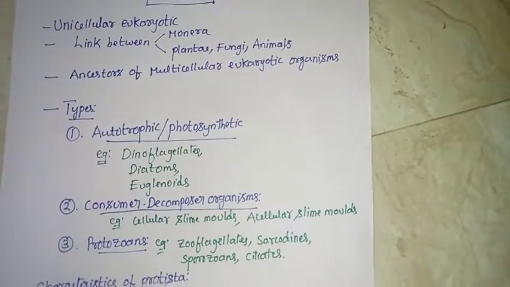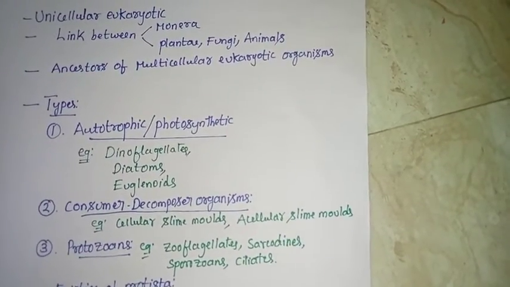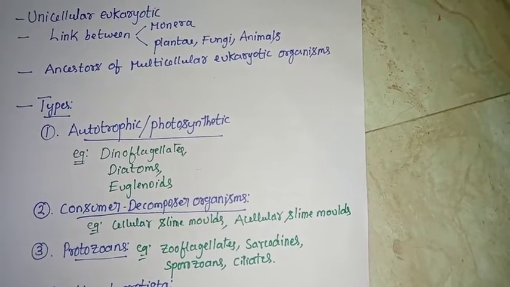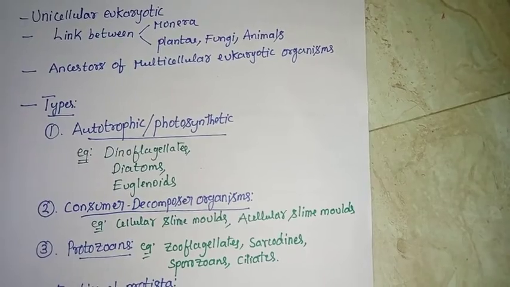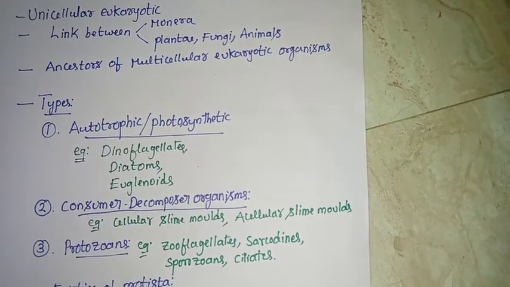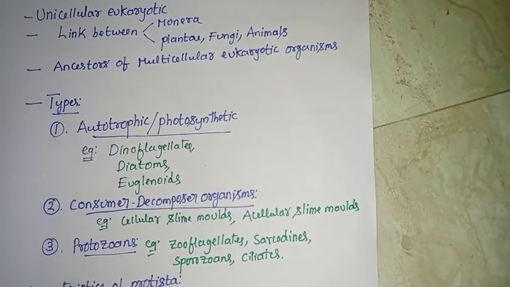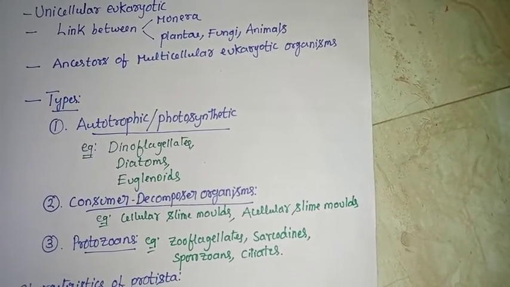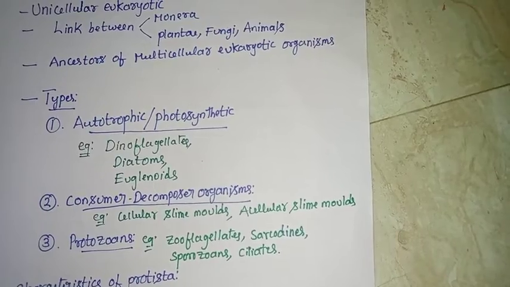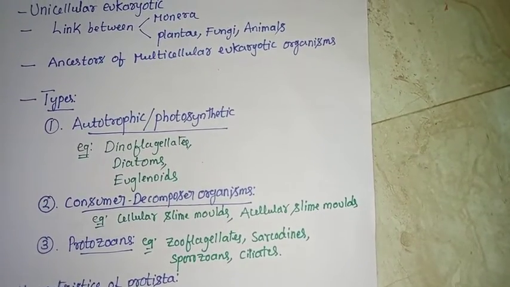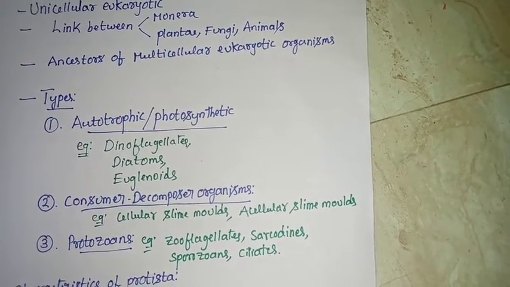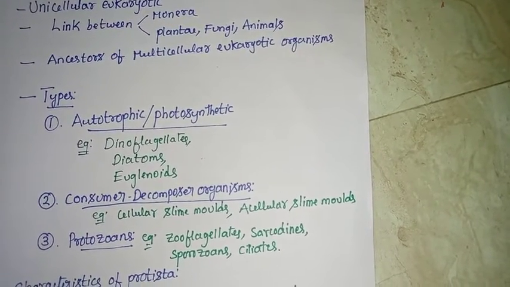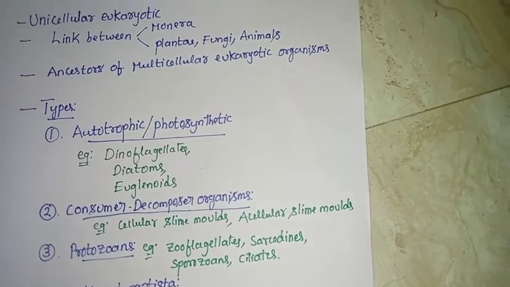Look at here, these are the types of Protista. There are three types. What are they? Autotrophic or photosynthetic, the common examples are dinoflagellates, diatoms, euglenoids. Consumer decomposer organisms, cellular slime mold and acellular slime mold. Protozoan, the common examples are zooflagellates, sarcodines, sporozoans, ciliates.